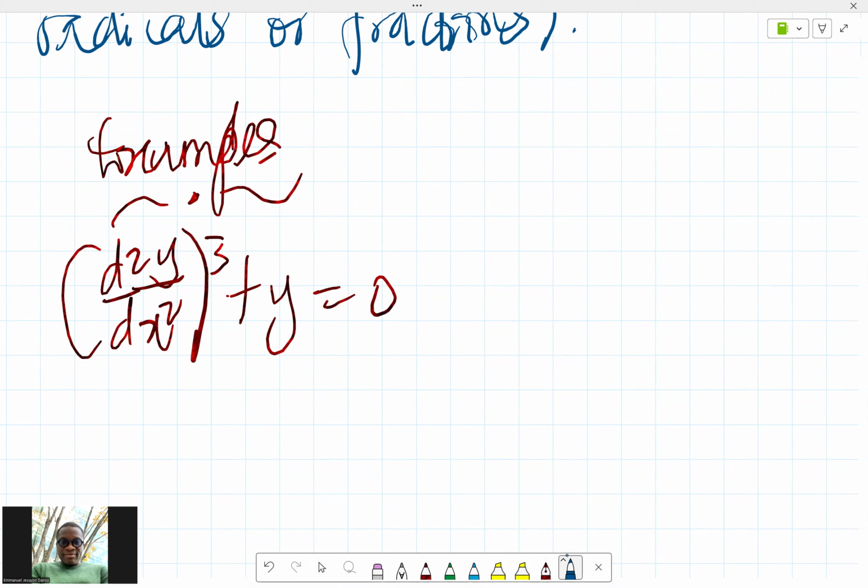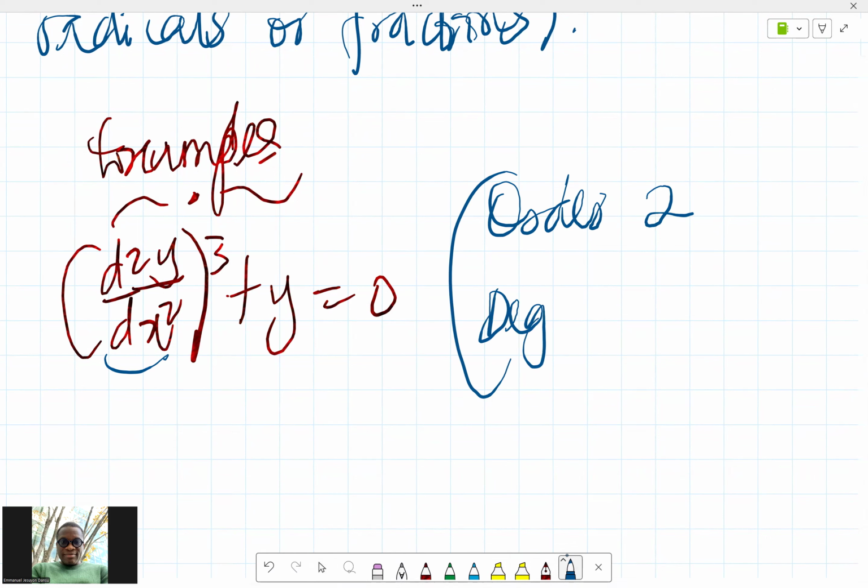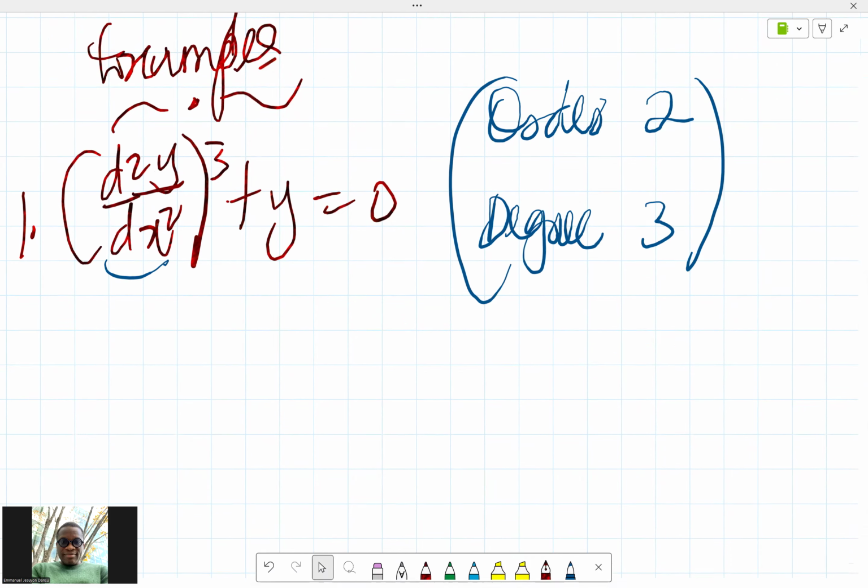So first of all, since we talked about order before, the highest derivative here is this derivative here, that's power 2. The second derivative, that's order 2. And the degree, because the highest derivative has power 3, then the degree is 3. Okay, that's the first example. What if I do another example?